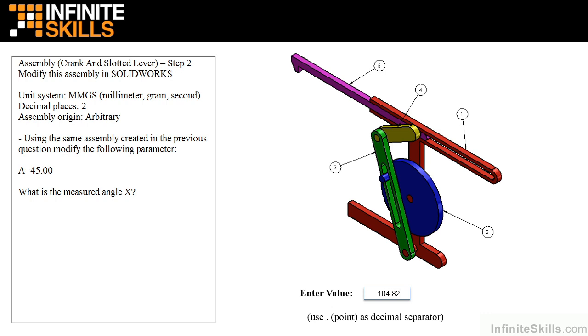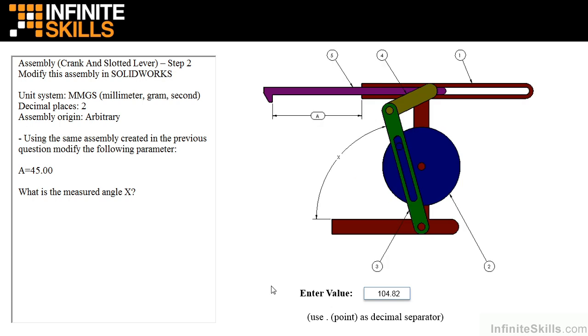Step number 2 for this assembly is nothing more than modifying dimension A to a new value of 45 millimeters. And based on that new dimension, what is the new angle X? Let's go to the second screen, and keep in mind on the second step of this first assembly, the question is a fill in the blank.